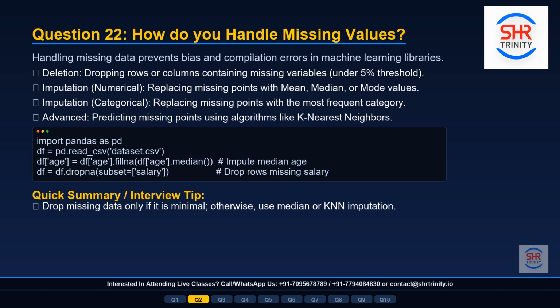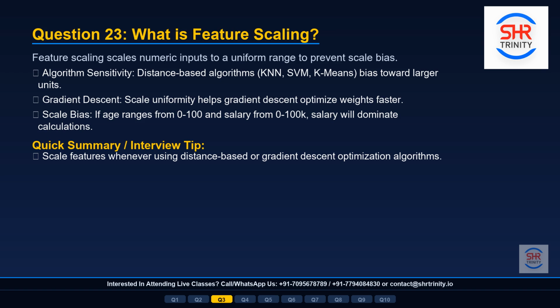Question 23. What is feature scaling? Feature scaling is a preprocessing step applied to independent numerical variables to bring them into a common range. Let's look at why this is essential. Imagine a dataset where the feature age ranges from 0 to 100, and salary ranges from 0 to 100,000. If we calculate the distance between 2 points, the salary differences will completely dominate the calculation simply because of their units of measurement. Distance-based algorithms like k-nearest neighbors, support vector machines, and k-means clustering are highly sensitive to this and will ignore the age feature.